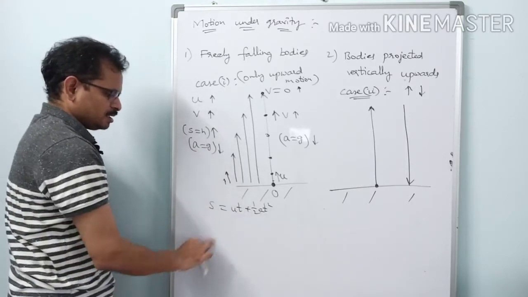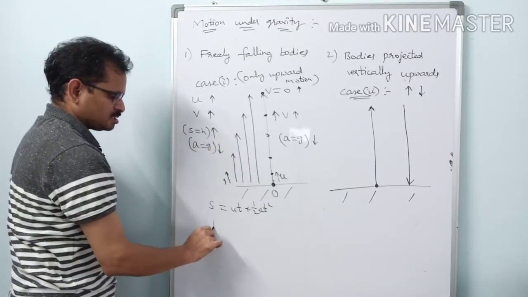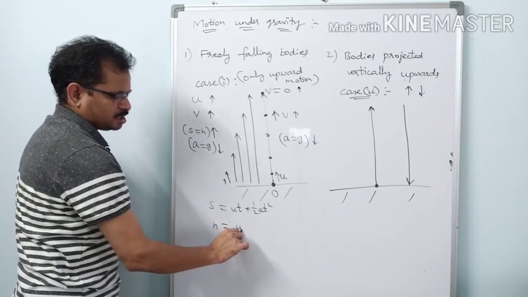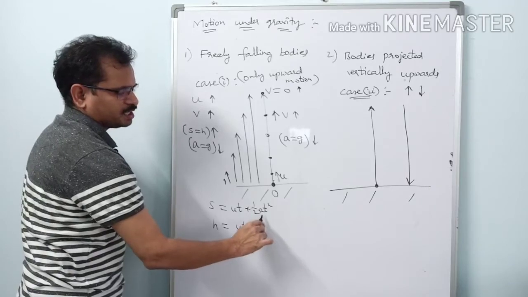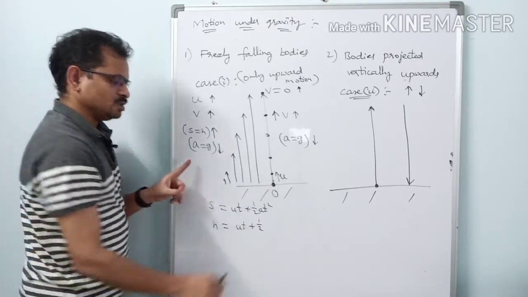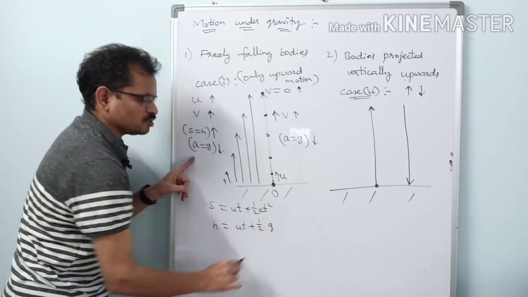Now let us substitute the corresponding values for this case. In the place of s, let us write h. This is ut and this is plus half. In the place of a, we have to use the symbol g. Can I use plus g or minus g?